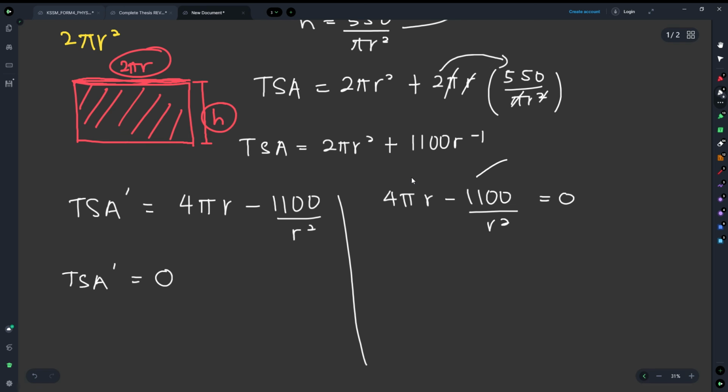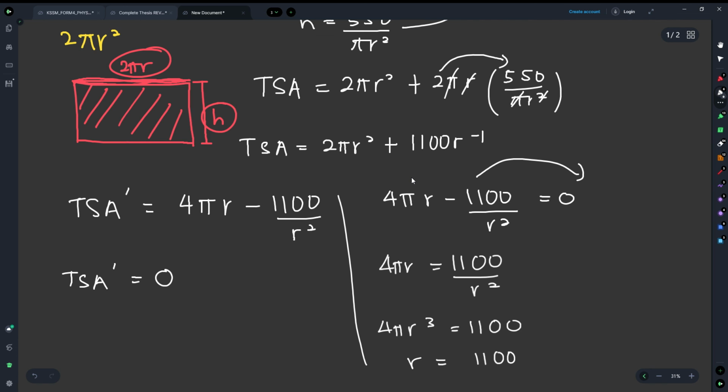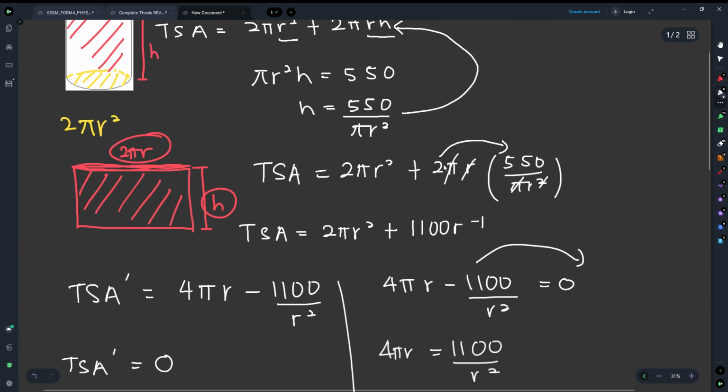When I make it equal to 0 and bring this term to the other side, it becomes 4 pi r equivalent to 1100 over r square. So bring the r up. So 4 pi r cube is 1100. So my r is going to be 1100 over 4 pi, and then cube root because it's a power of 3. So you have to cube root. You will roughly get around 4.44 centimeter. Okay, if your r is 4.44, can you find your h?